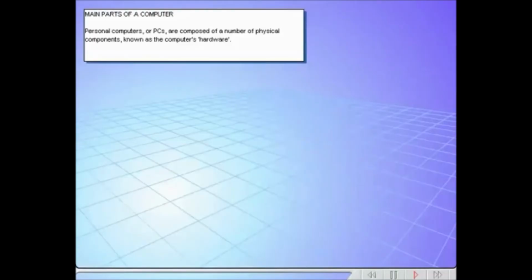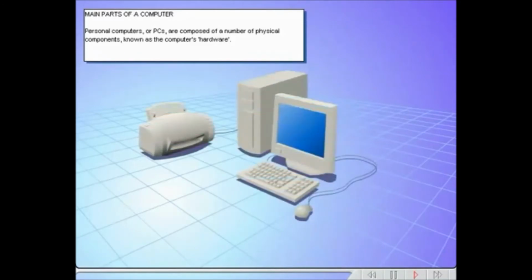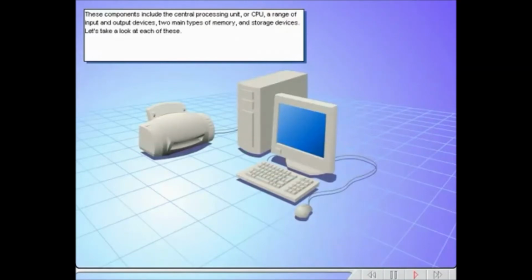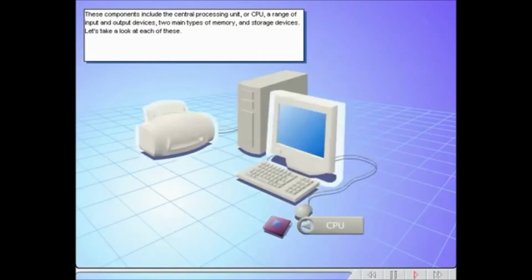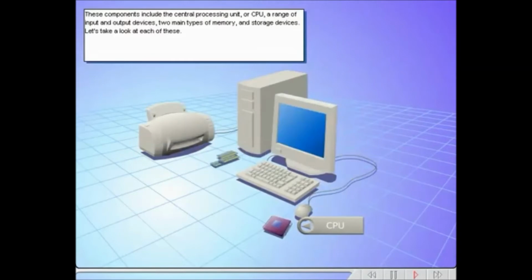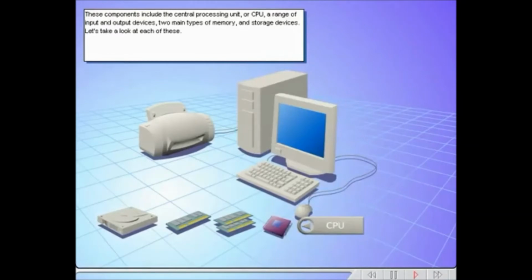Main parts of a personal computer. Personal computers, or PCs, are composed of a number of physical components, known as the computer's hardware. These components include the Central Processing Unit, or CPU, a range of input and output devices, two main types of memory, and storage devices. Let's take a look at each of these.